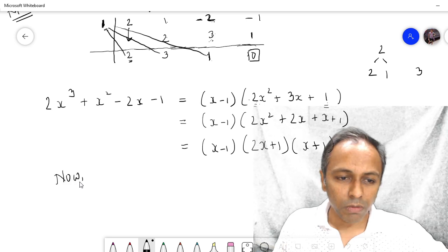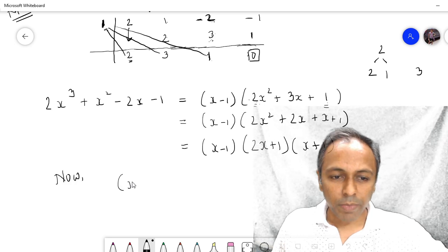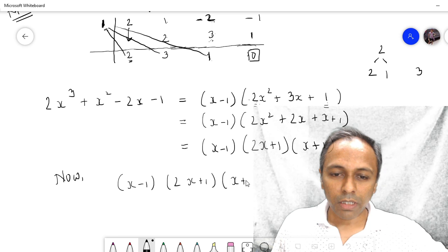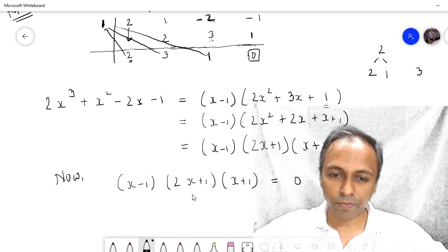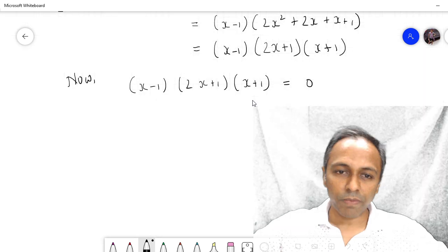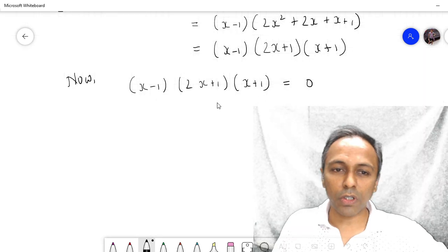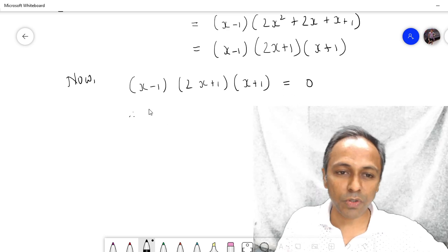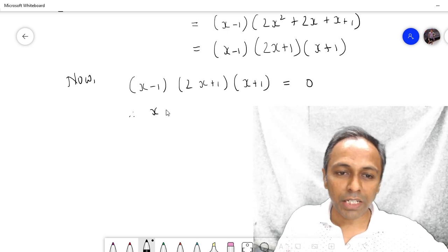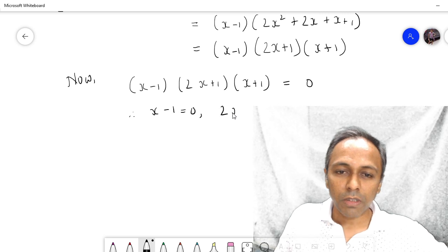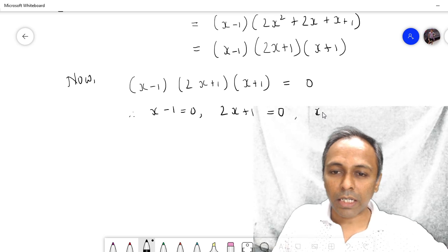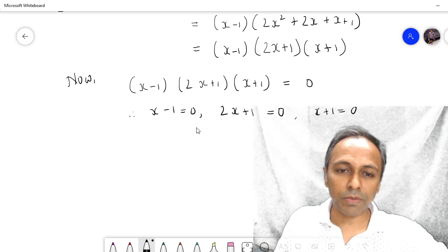Now x minus 1, 2x plus 1, x plus 1 is equated to 0. Therefore, to solve you will need x values which will fulfill the polynomial. Fulfill the polynomial means remainder is 0. So we are equating the values. So x minus 1 is 0. 2x plus 1 equal to 0. And x plus 1 equal to 0.